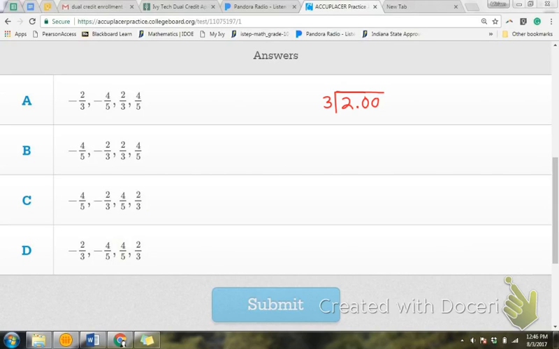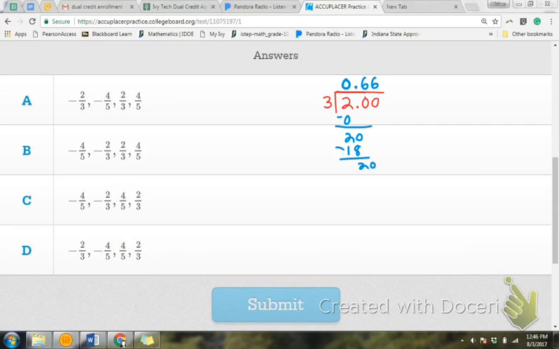Okay, 3 goes into 2. Does that go at all? No. So this becomes 0. Then you bring your 0 down, and I get 20. How many times does 3 go into 20? 6 times. So I'm going to put my decimal point up there. 6 times, so that makes 18. 3 goes into 20 how many times?